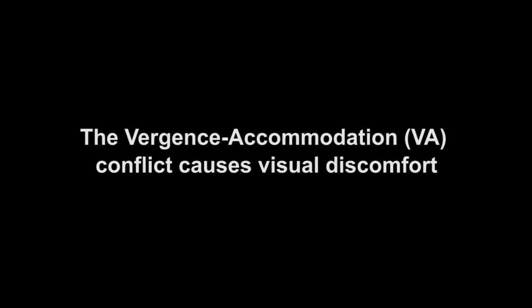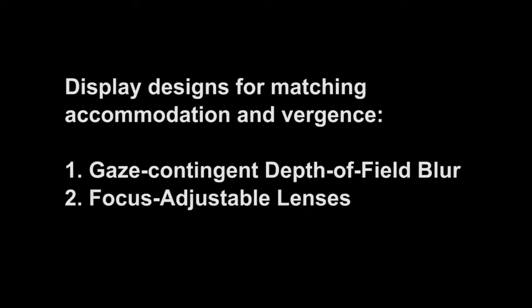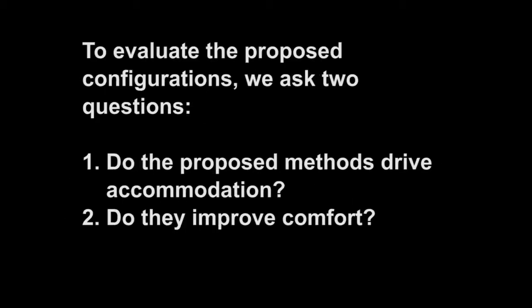This vergence accommodation or VA conflict causes visual discomfort because such a conflict requires the viewer to fight against the natural coupling between vergence and accommodation. We examine 3 display configurations that have been proposed to match accommodation to vergence in the hope of minimizing discomfort, but they have never been rigorously evaluated: gaze-contingent depth of field blur, focus adjustable lenses, and Monovision.